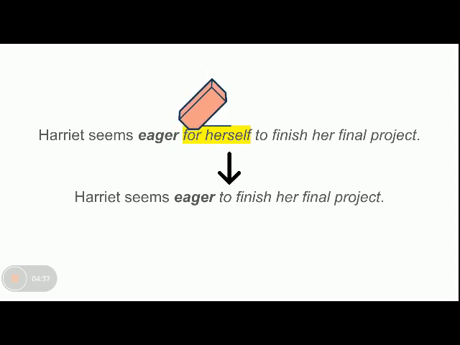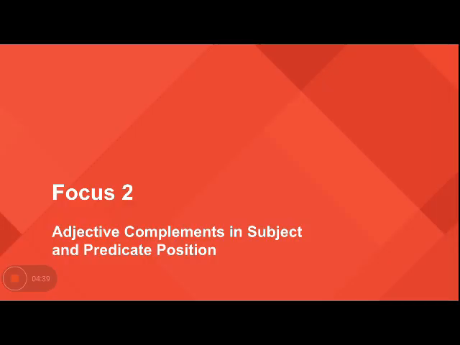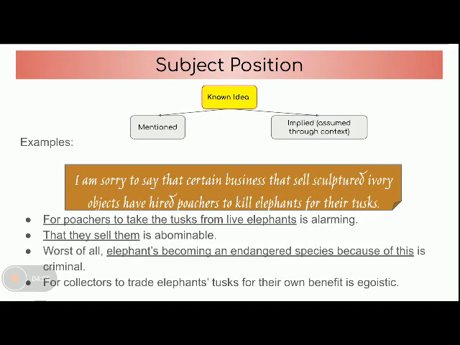And the next focus will be explained by Kelvin. Okay, in focus 2, we are going to specifically focus on the position of the adjective complements. The first one is the subject position, and the second one is the predicate position. The first one, subject position.